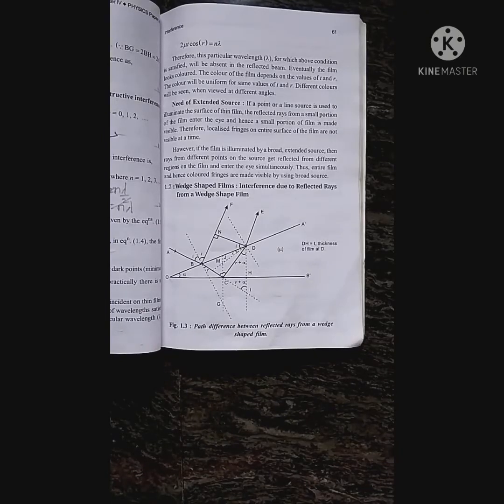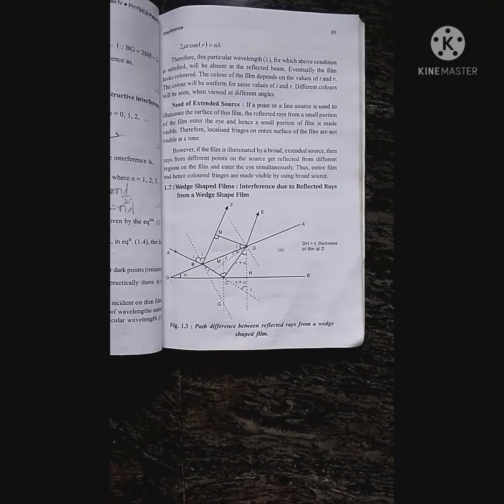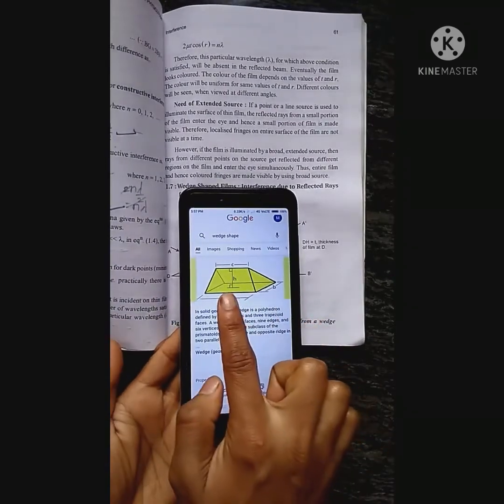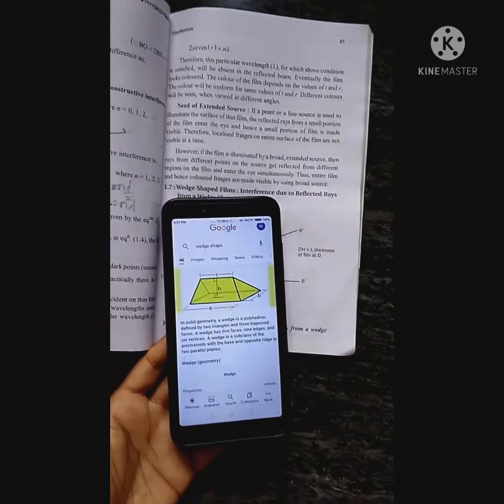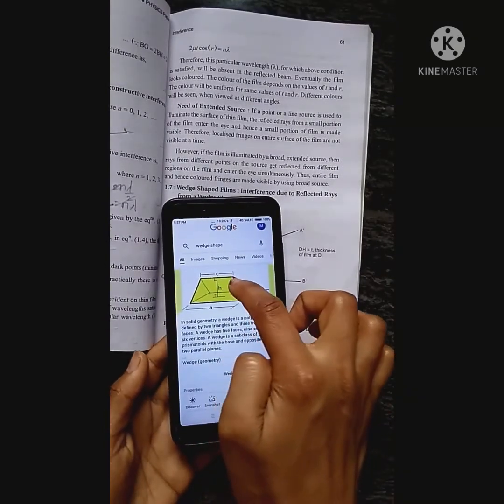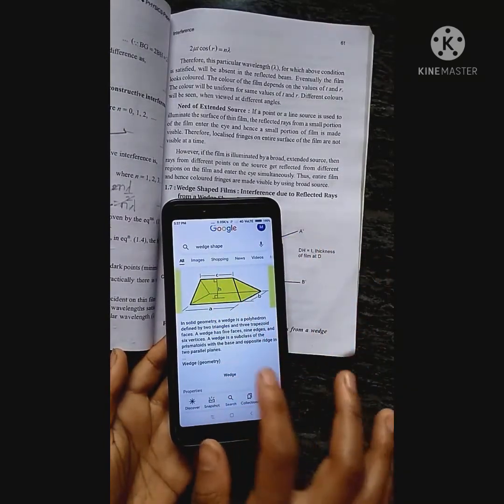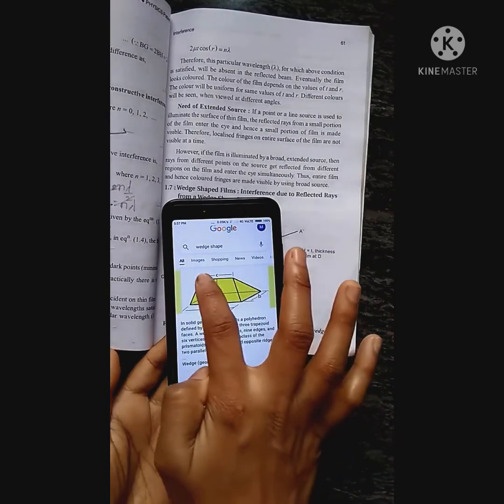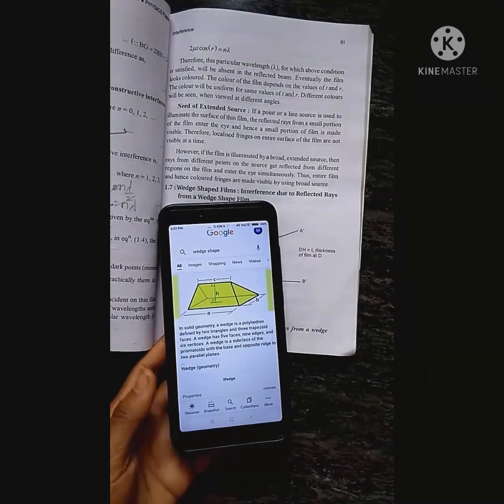Good evening, dear student. Today we are going to study wedge-shaped film. Interference due to reflected rays from a wedge-shaped film. Here, wedge shape means this type of shape, where two triangles and three trapezoid like this are involved.